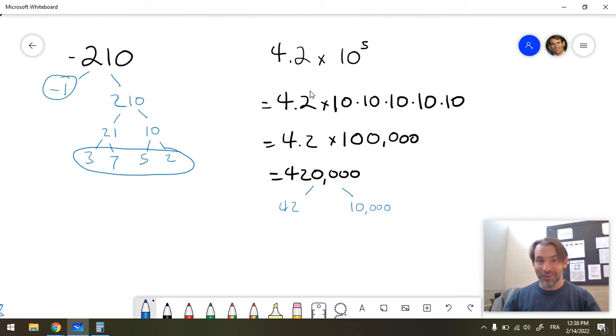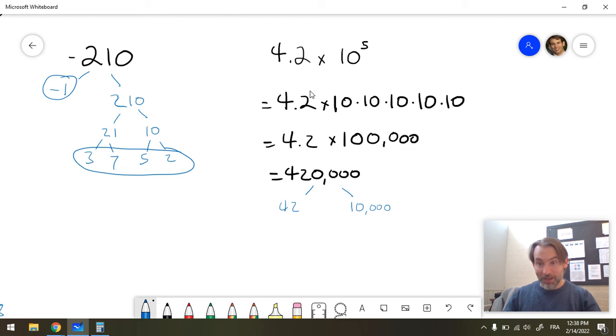See, this is an integer. That's not. But this here, this is still an integer, just because I have to multiply it out to find out what it really is. Okay, so 4.2 times 10,000. Now, let's do this one first.